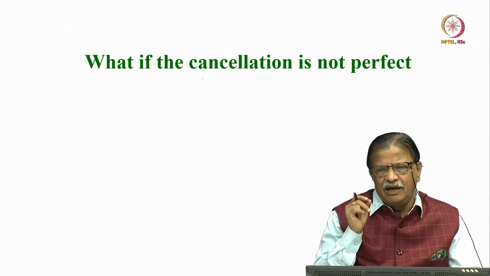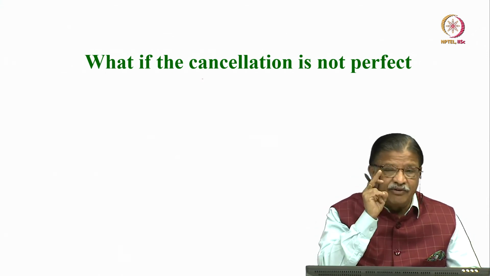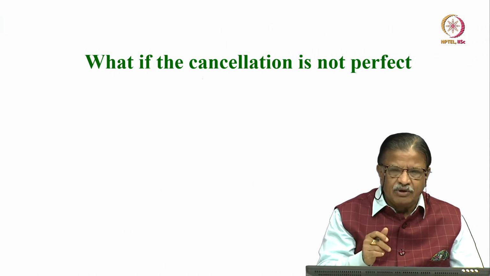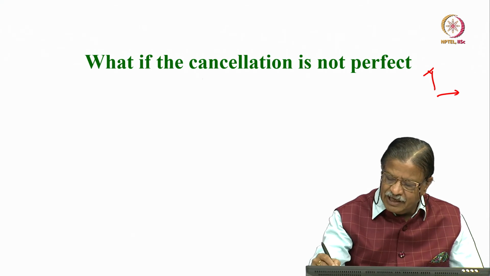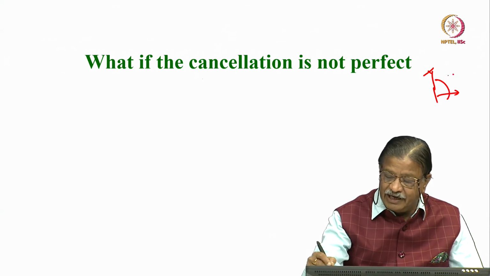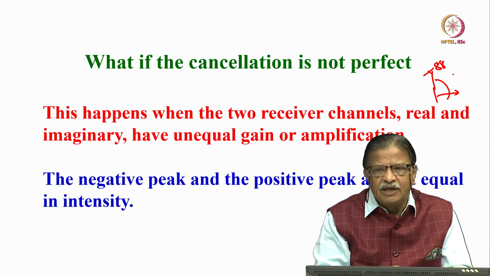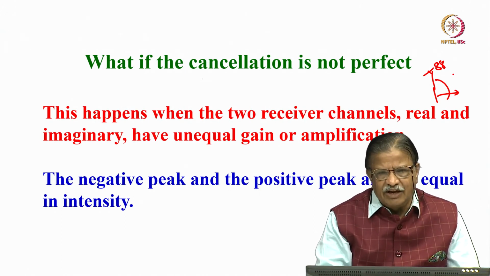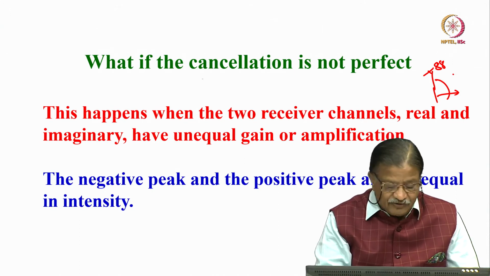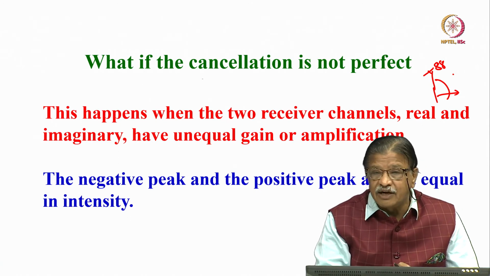If the gain is not the same, or they are not exactly 90 degrees out of phase, there will be a phase error. Even though you have a detector at exactly two places like this, let us say the phase difference is not 90, it is about 88, you get into phase errors. Now this happens for unequal gain or amplification, where negative and positive peaks are not of equal intensity. Then what will happen? There is no cancellation at all.